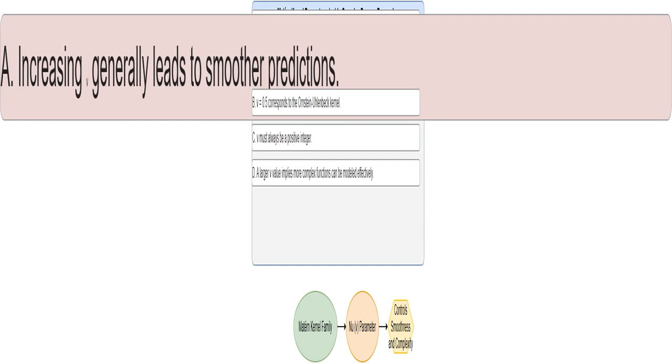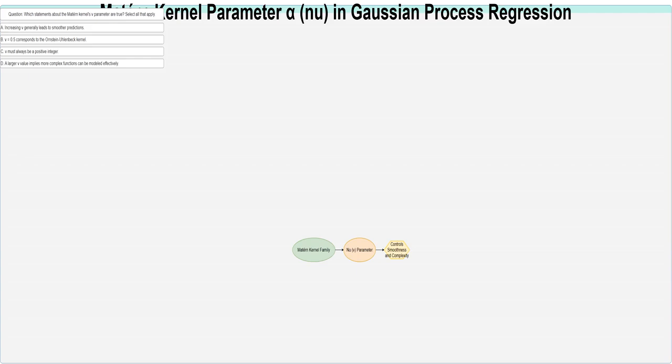I disagree here. Nu can be any positive number, not just integers. I partially agree. A larger nu does allow for more complex functions. But, I want to caution that it also increases the risk of overfitting. It's like having more paint colors, but you may still make a messy painting if not careful.